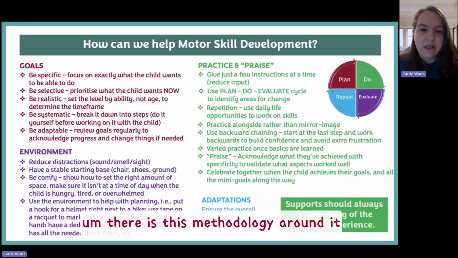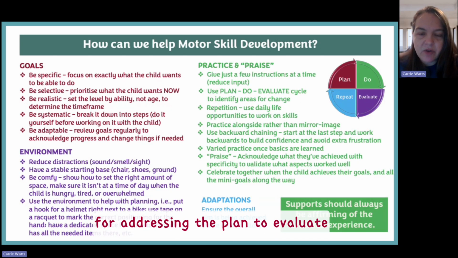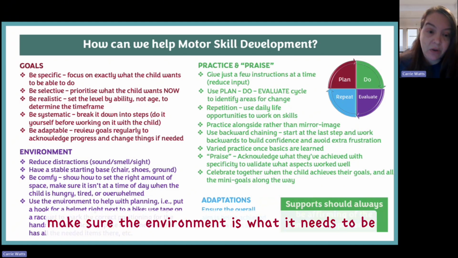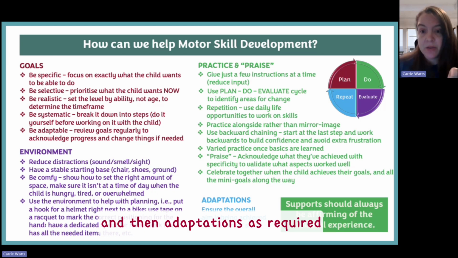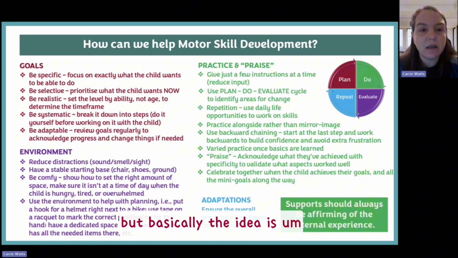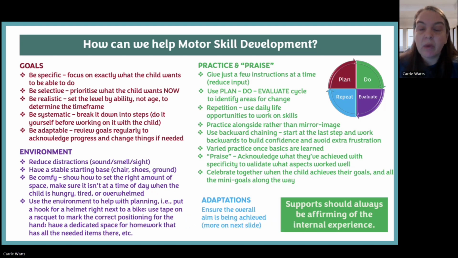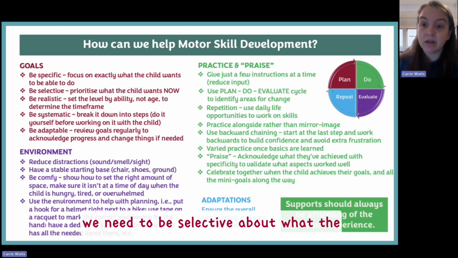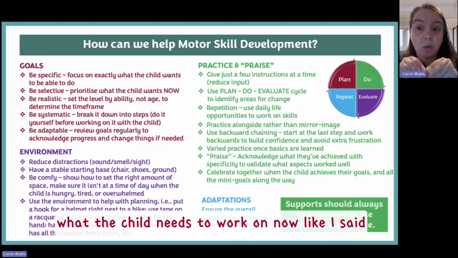There is this methodology around it for addressing the plan, do, evaluate, repeat. We've got set goals, practice and praise, make sure the environment is what it needs to be, and then adaptations as required. So there's a lot of information there, but basically the idea is, as with communication, we need to be very specific and clear and direct.